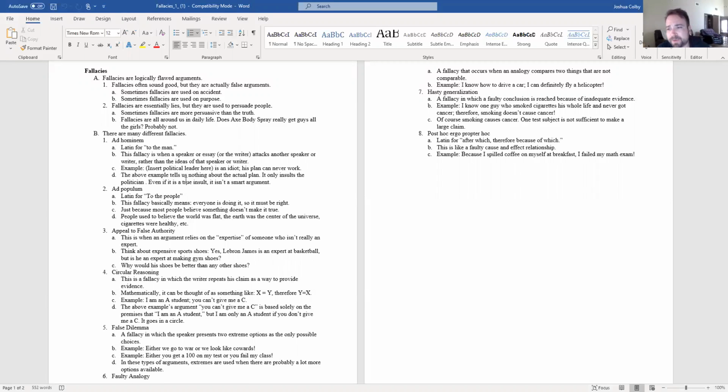The second one is ad populum. Ad populum is Latin for to the people. And you see this one a lot more often. We just kind of rely on it, like our brains like it. It's basically the idea that everyone is doing it, or the majority is doing it, or lots of people are doing it, therefore lots of people think this, therefore it must be true or it must be good.